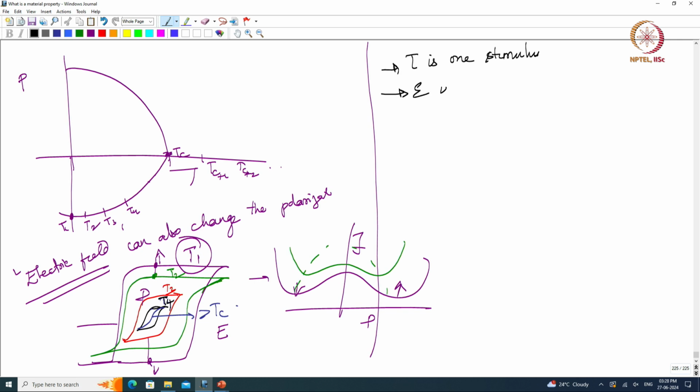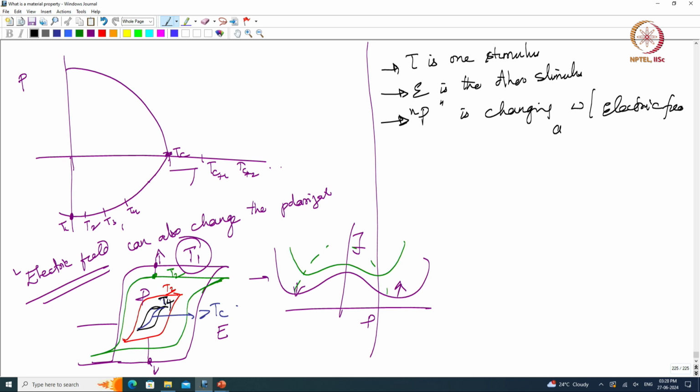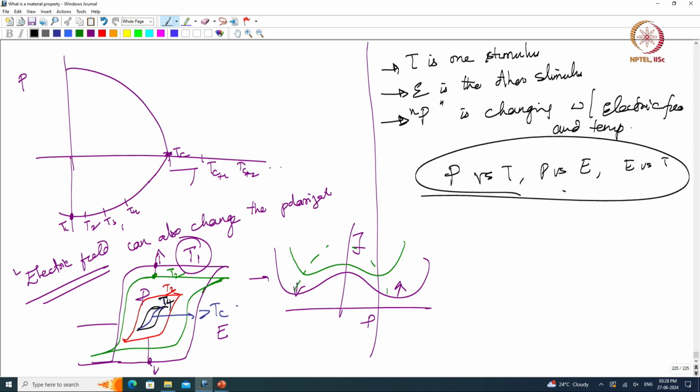So you have two different stimuli here: temperature is one stimulus and electric field is the other stimulus. And what is changing with both temperature and electric field? The polarization is changing with electric field and temperature. So that is your entire phase map. You have to look at polarization versus temperature and polarization versus electric field. The third axis is electric field versus temperature, which you can also look at. All these three things together compose the phase diagram of my ferroelectric material.